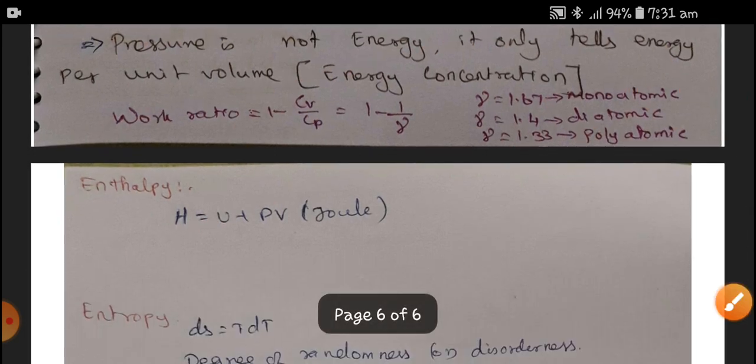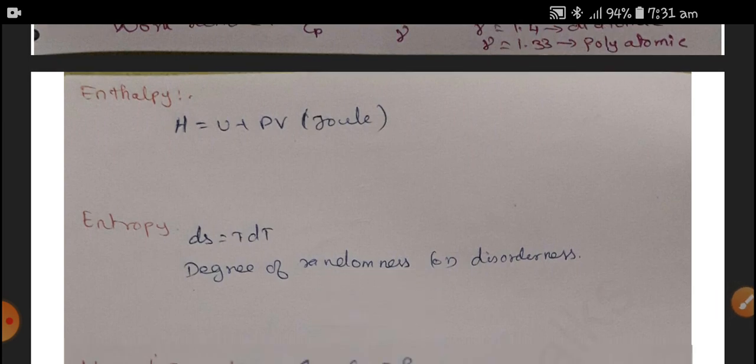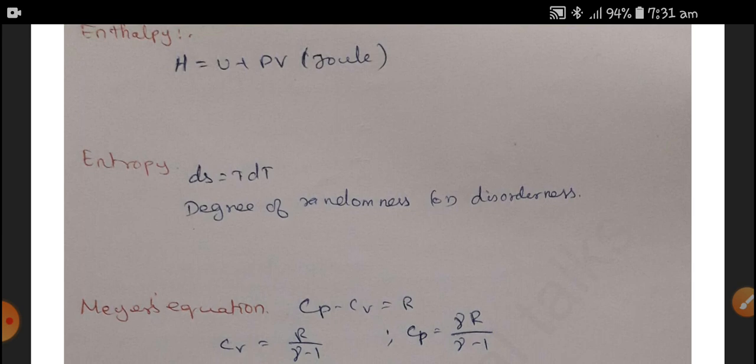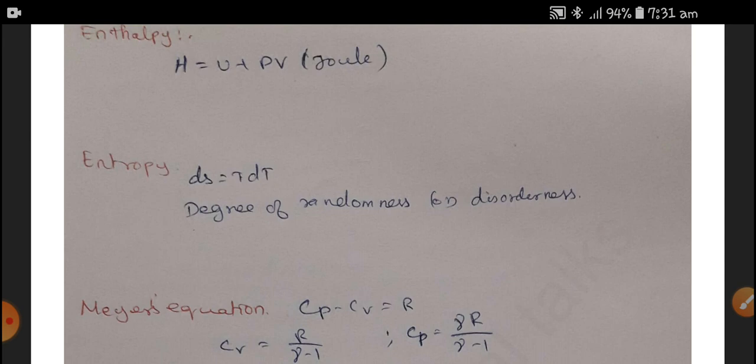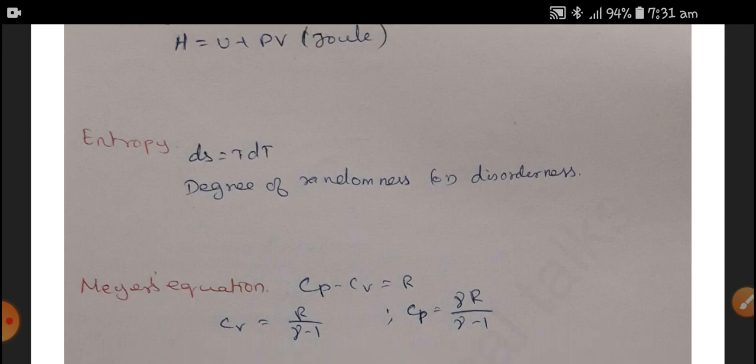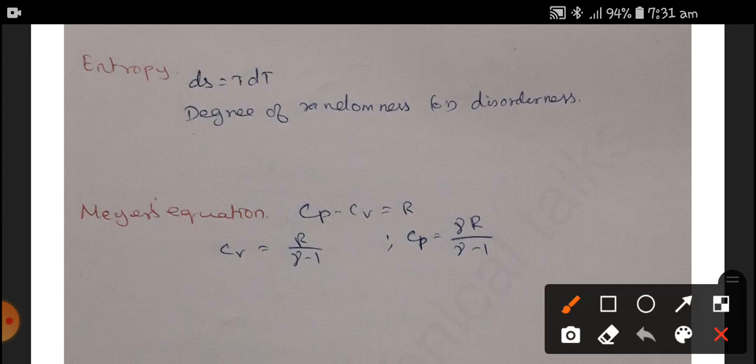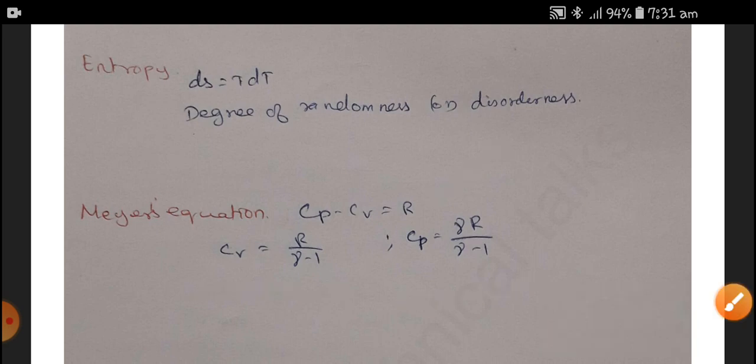Next, the enthalpy. Enthalpy H is equal to internal energy plus PdV, and entropy is derived from the TS diagram. dS is equal to dQ by T, that is the degree of disorderness or degree of randomness. And Mayer equation gives Cp minus Cv is equal to R, where Cv is equal to R divided by gamma minus 1, and Cp is equal to gamma R divided by gamma minus 1.